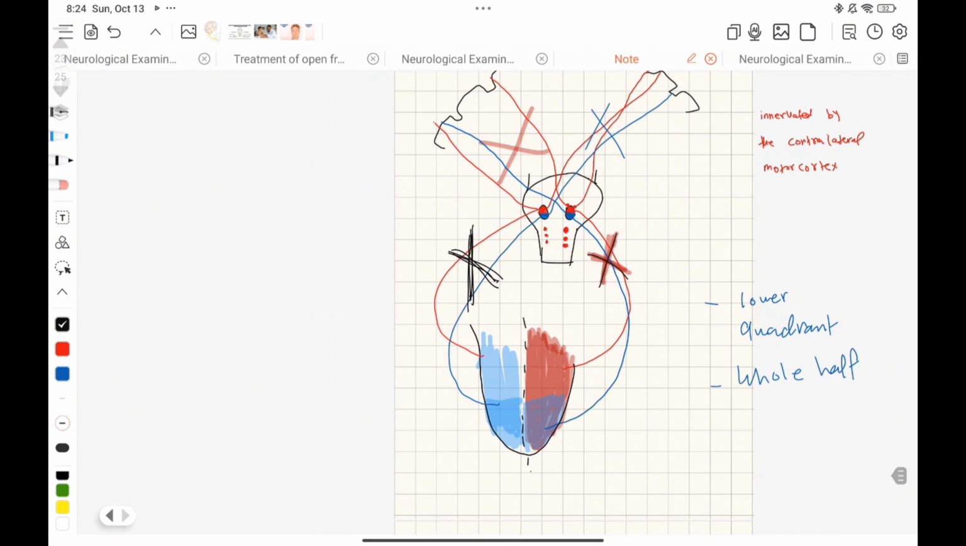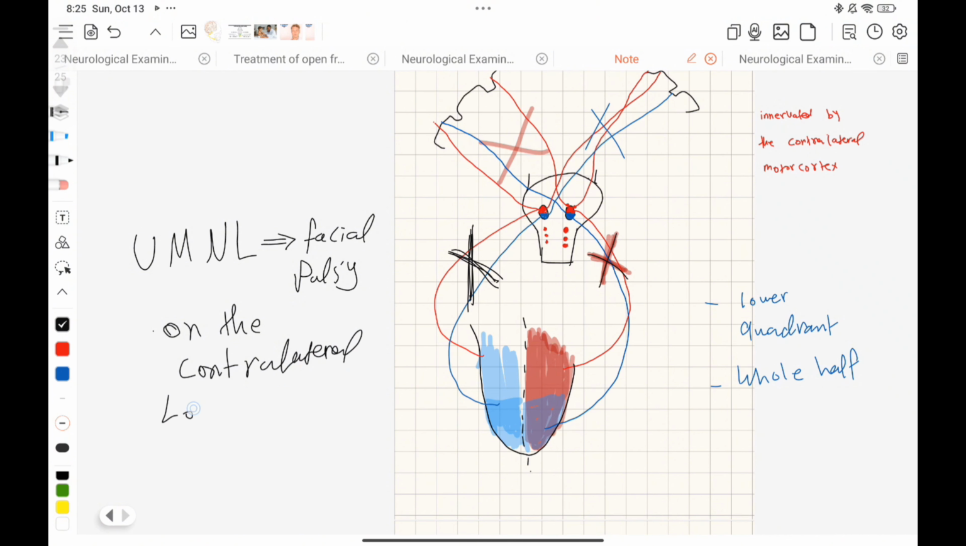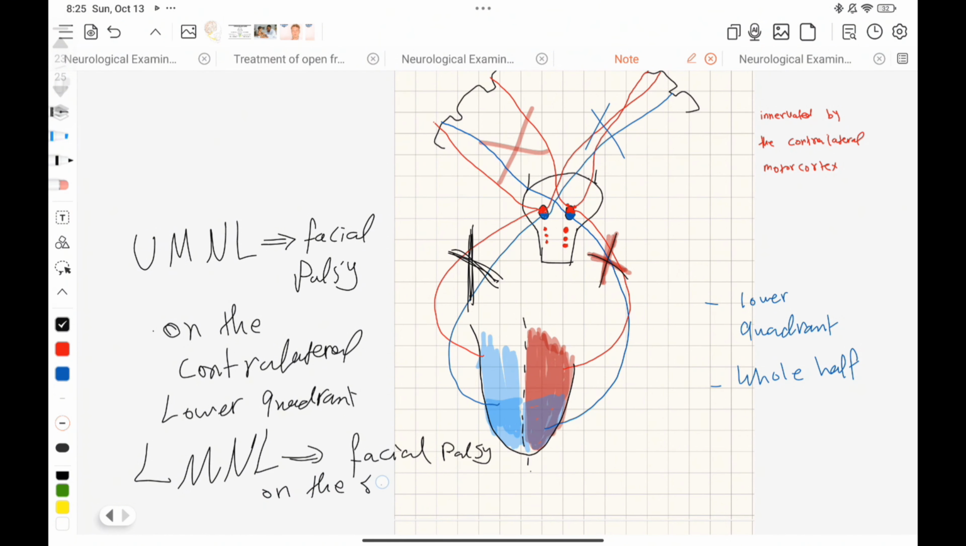So we conclude that an upper motor neuron lesion results in facial palsy on the contralateral lower quadrant, while a lower motor neuron lesion leads to facial palsy on the same side and for the whole half, because the lesion, as we said, was after decussation and there is no corticobulbar tract that saved these fibers, okay?